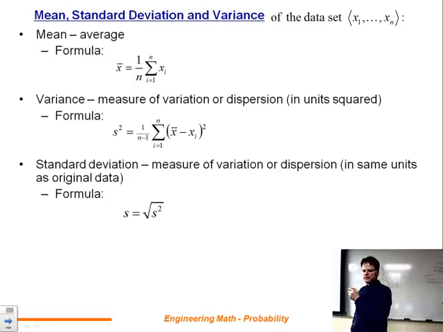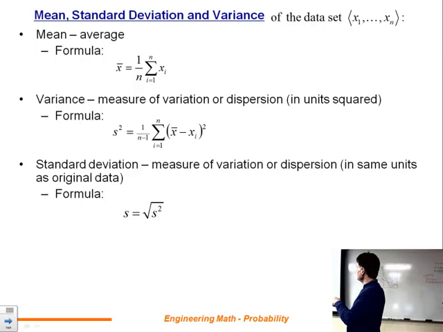So maybe n is 300 million, the population of the United States, and the x's are personal income. This gives you the average income of an American citizen. That's how you get the average personal income of somebody living in the United States.